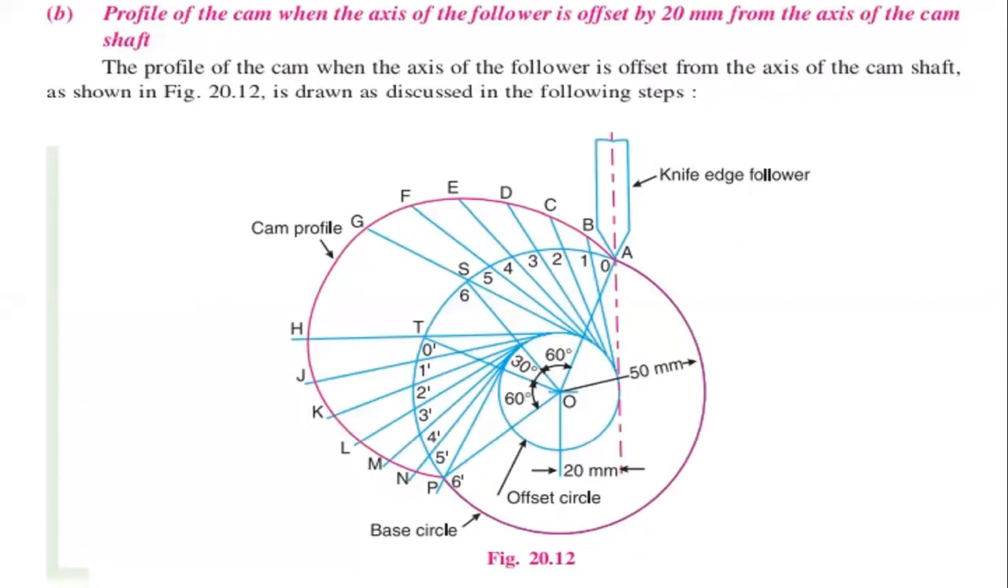So the procedure is same for both conditions, but we have to take the knife edge follower axis to the offset length, that is it is given as 20 mm. So 20 mm from the axis of the cam, the distance has been taken. So here we can draw the circle, that is a small circle which represents the offset position, and from there we are going to start the position with the knife edge follower.